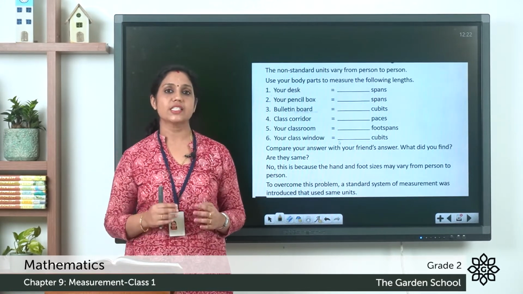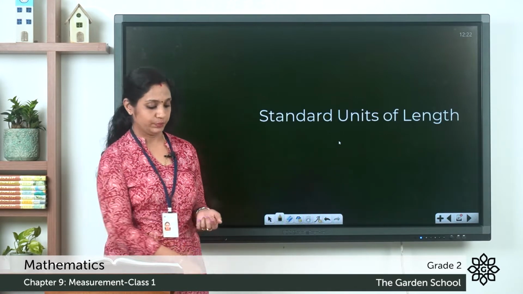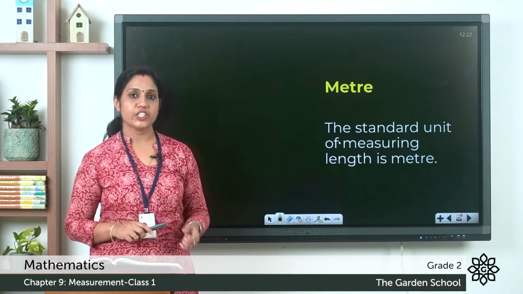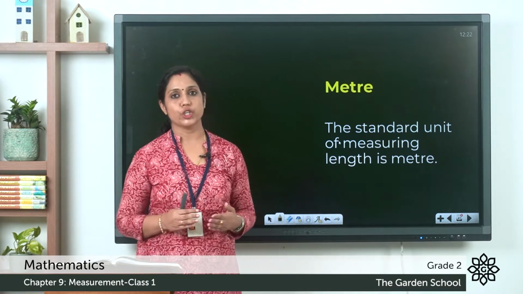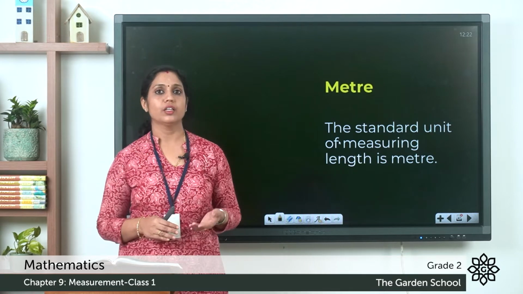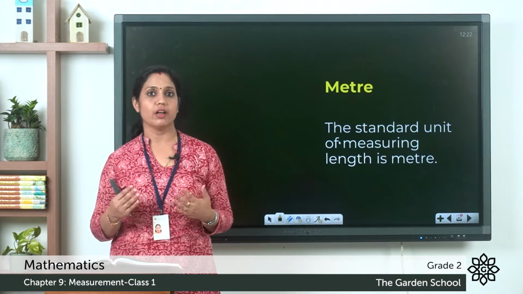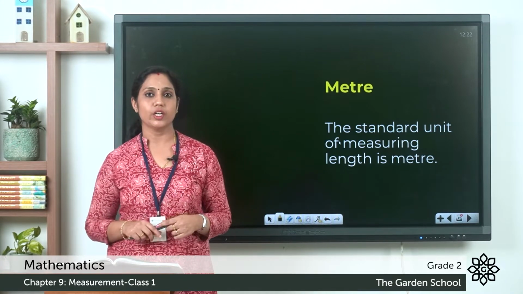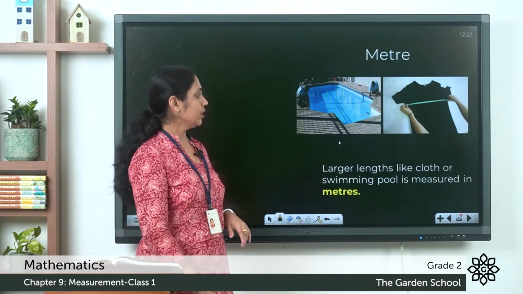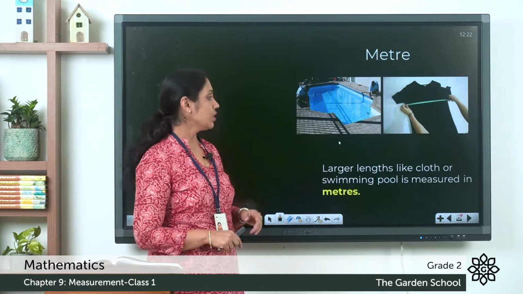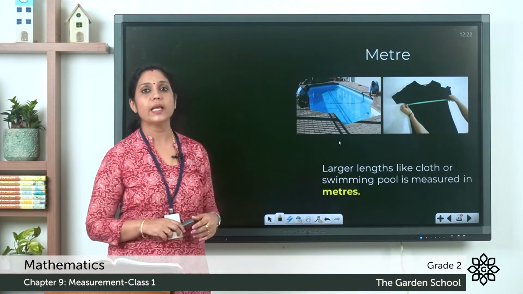Now let's learn about the standard units of measurement. Standard units of length. The standard unit of measuring length is meter. So when you go to a shop and you want a frock, you ask for cloth. So what you do? You say you want 2 meter, 3 meter, etc. So that is the standard unit to measure length, that is meter. So larger lengths like swimming pool or cloth is measured in meters.